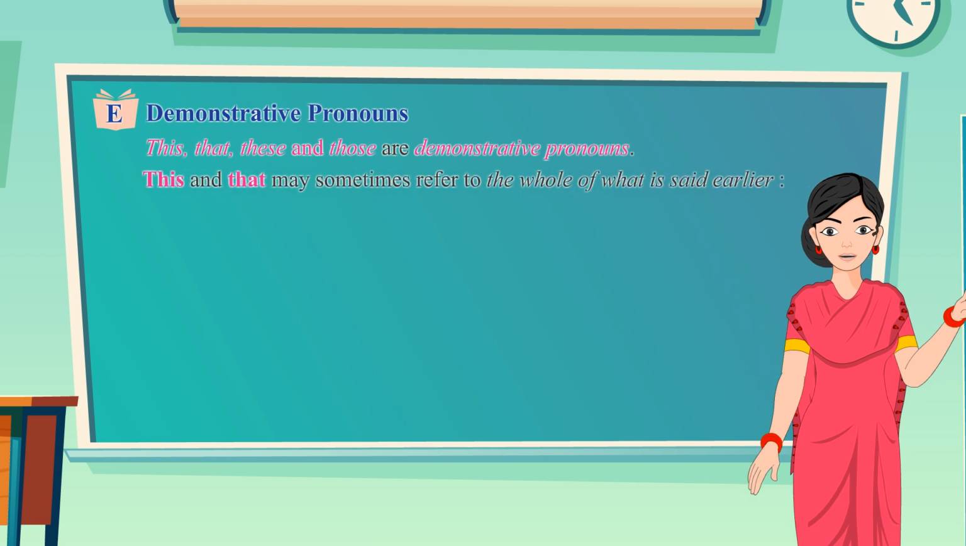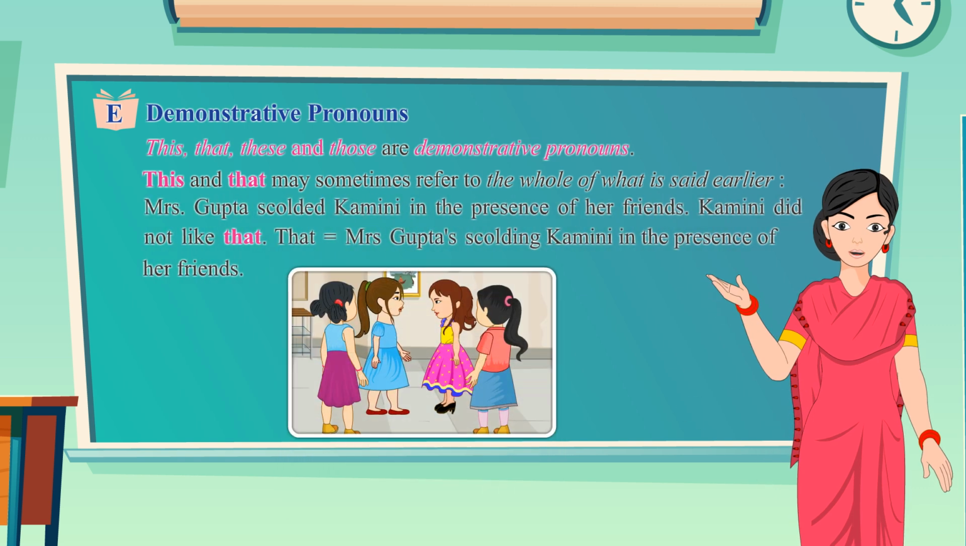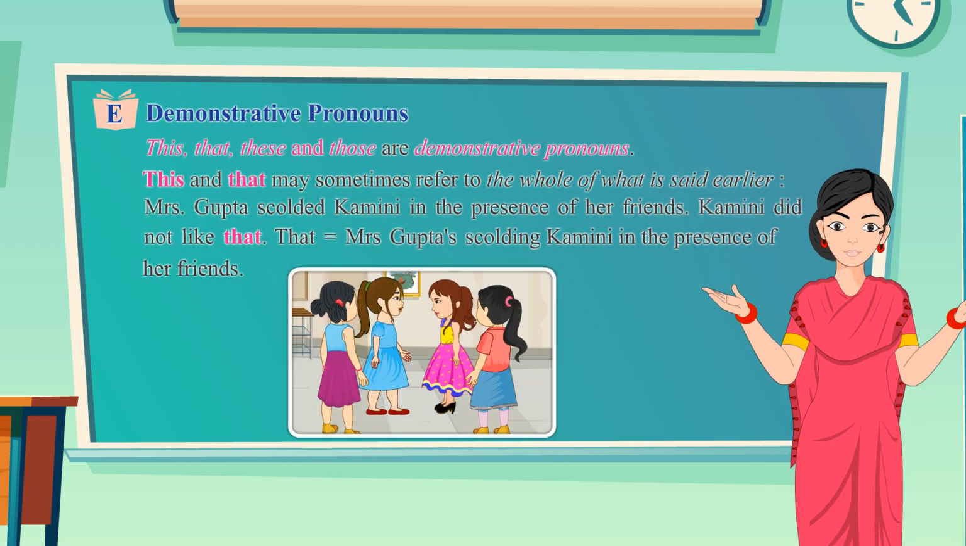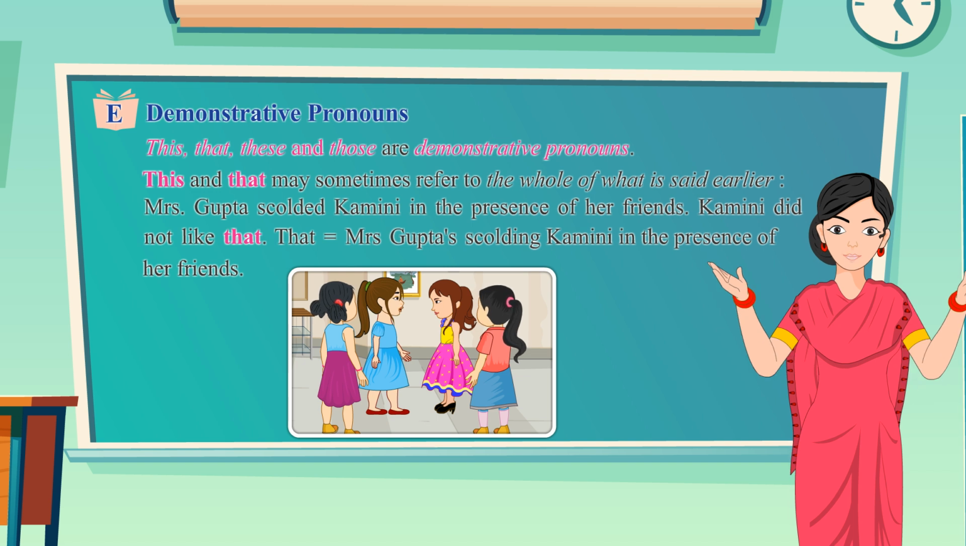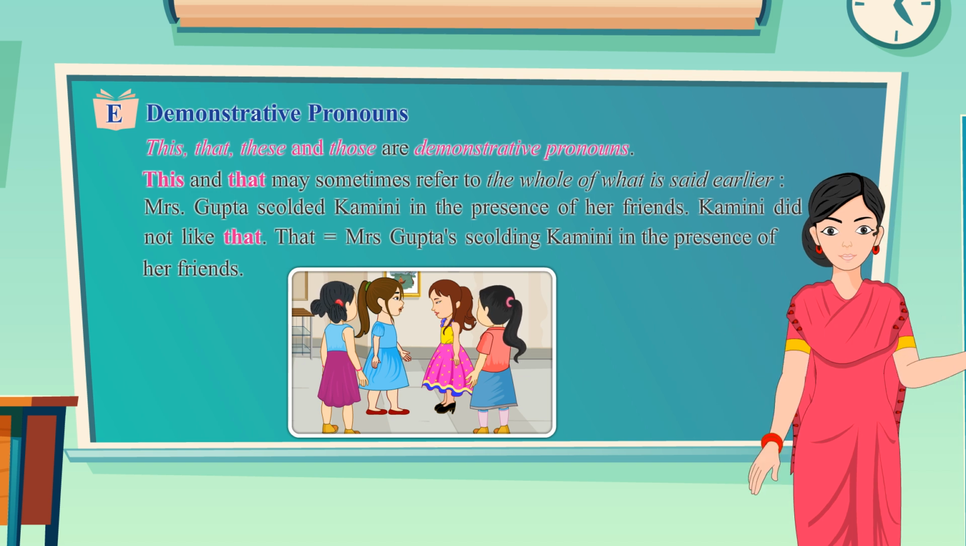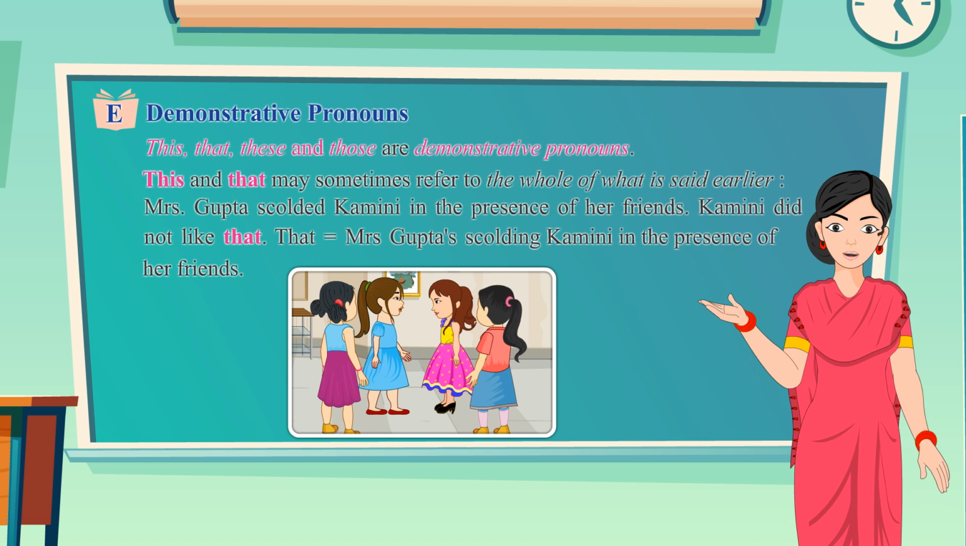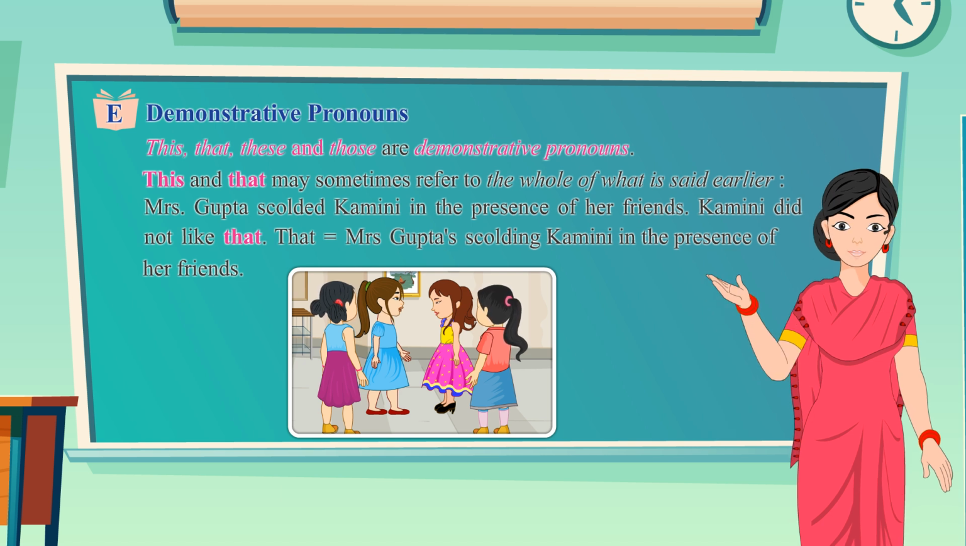This and that may sometimes refer to the whole of what is said earlier. Mrs. Gupta scolded Kamini in the presence of her friends. Kamini did not like that. That equals Mrs. Gupta scolding Kamini in the presence of her friends.